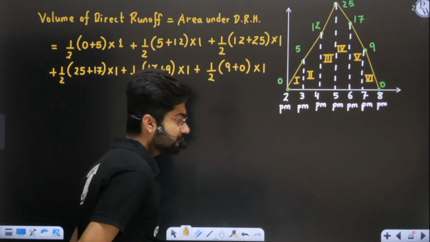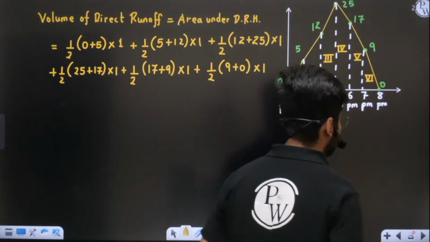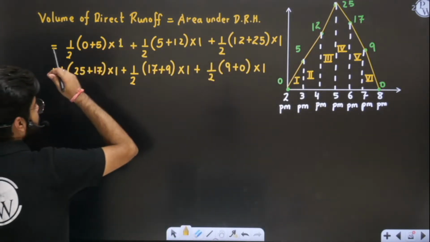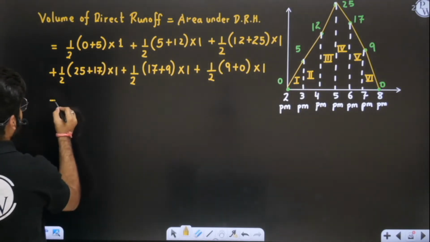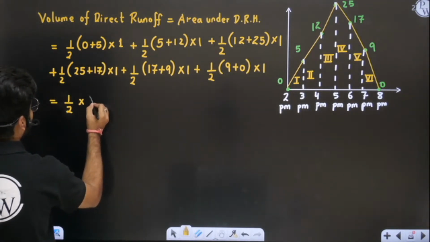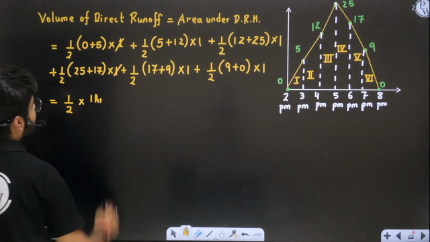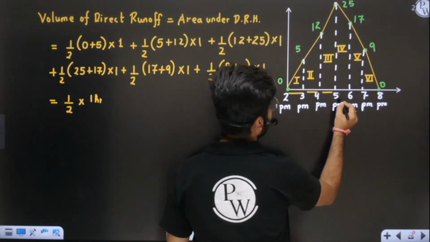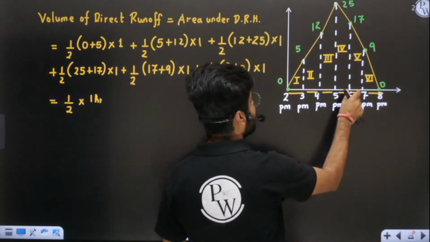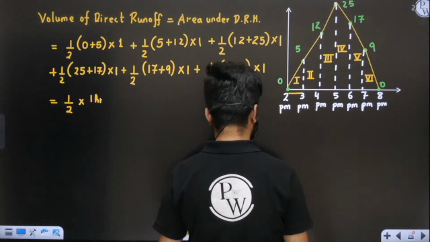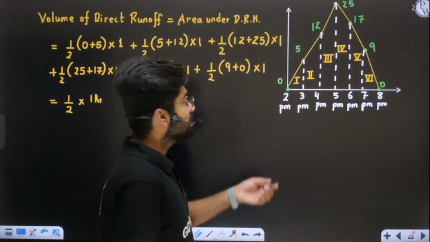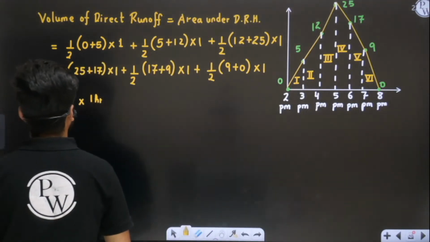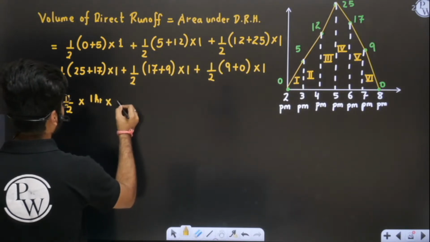So tell me how much we are getting. If we solve this, one thing you can see: if you take half common and 1 hour common, the time duration in all the trapezoids is the same. 1 hour, 1 hour, 1 hour, 1 hour, 1 hour. In all the cases the time gap is the same. So if we take half and 1 hour common, what are we getting inside?